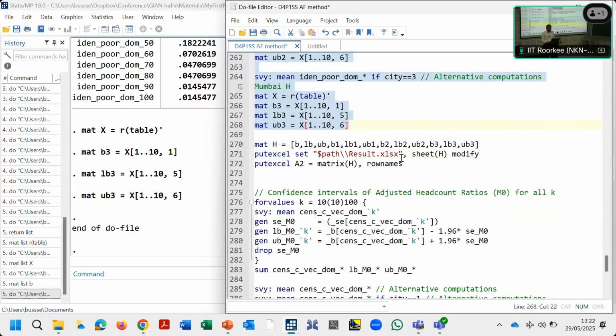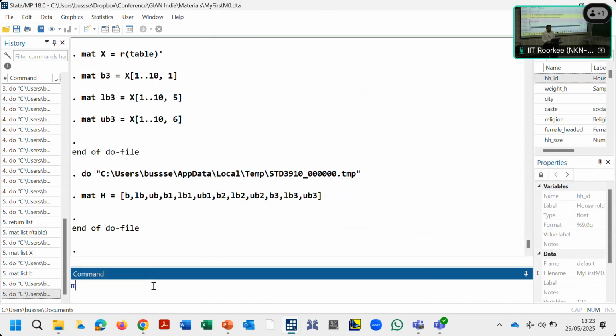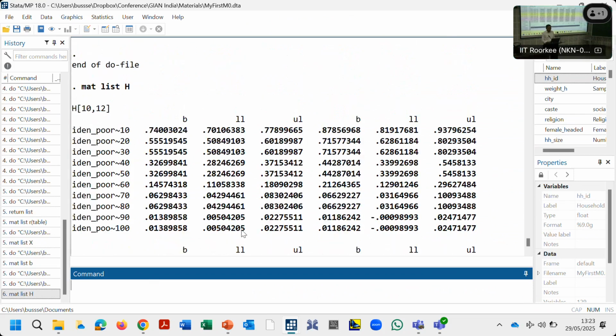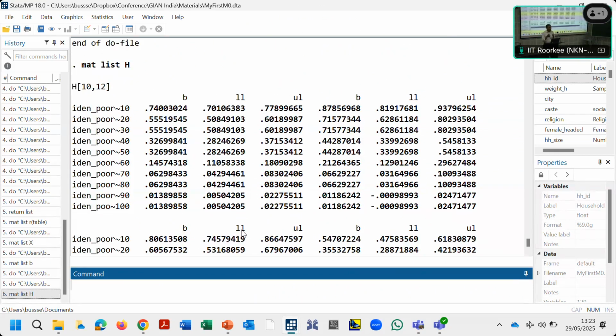Then you are creating a matrix called H, which has the overall H, lower bound, upper bound, Kolkata H, lower bound, upper bound, Delhi H, lower bound, upper bound, and so on. Just type mat H and say mat list H. So you have all the values: the overall headcount ratio, lower bound, upper bound, Kolkata's multidimensional headcount, lower bound, upper bound, and everything.